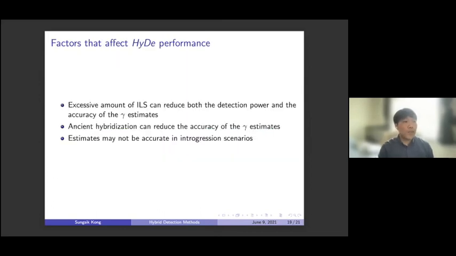So in this study, we have shown that HyDe is very reliable when it comes to hybrid detection. However, we also report that a high amount of ILS can reduce both detection power and accuracy of gamma estimates. Also, although this may not be as severe, ancient hybridization can also reduce the accuracy of gamma estimates, although both issues can fade away with increased dataset size. The bigger problem here is that since the model implemented in HyDe assumes a hybrid species scenario, the estimates may not be accurate if the populations experience introgression in nature, which might occur more frequently in empirical systems.